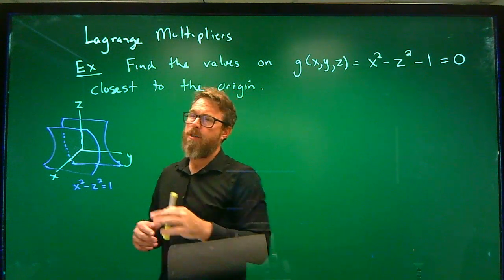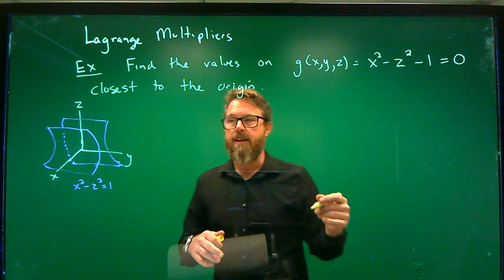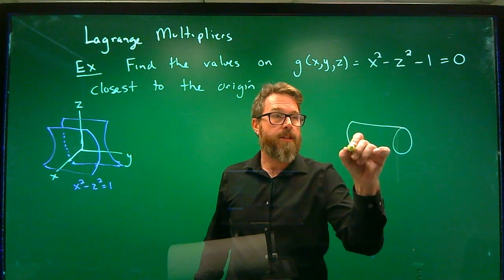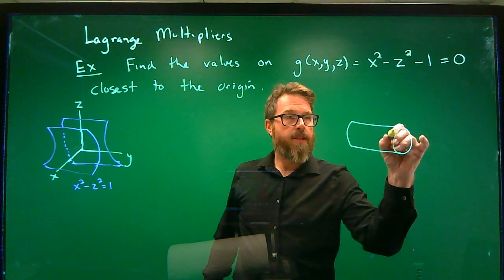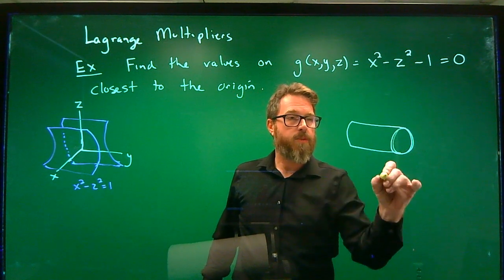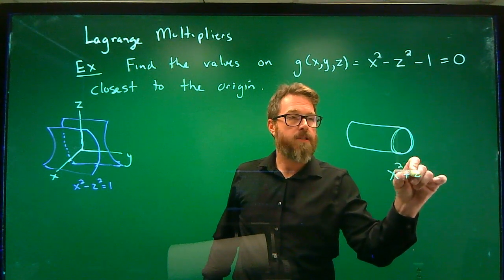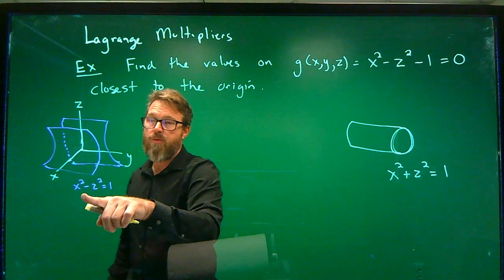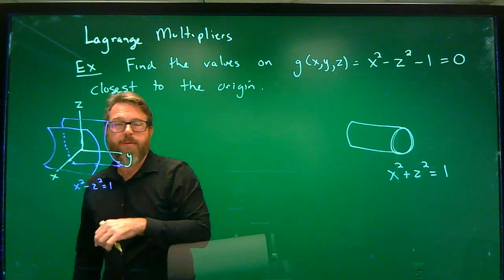Now the reason why they call this a hyperbolic cylinder is if I had a cylinder sliding in the y direction like this, cylinders look like this. Now this equation would be x squared plus z squared is equal to 1. So if I have x squared minus z squared is equal to 1, we have a hyperbola.